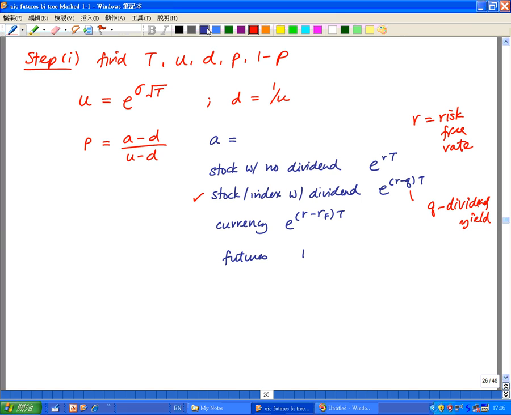Hello, this is part 5 of the series on how to price an option using a binomial tree. Just now we looked at U, which is the size of an up move by the stock, and D, which is the size of a down move by the stock. The third one we look at in section 4 is P, which is the probability of making an up move.